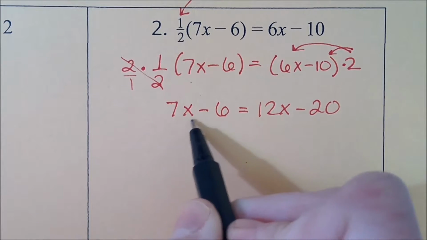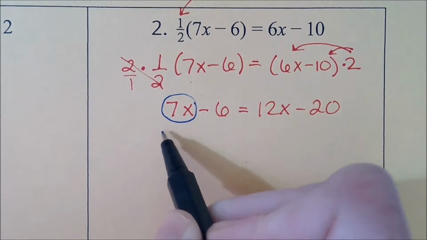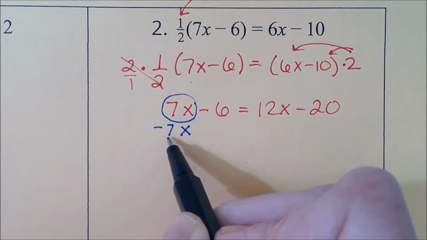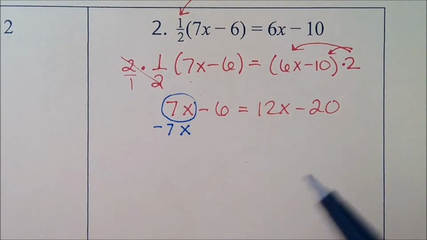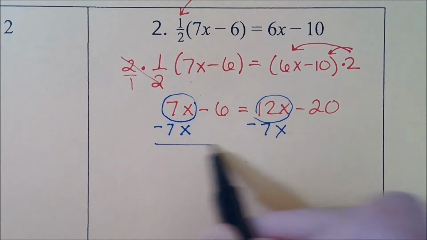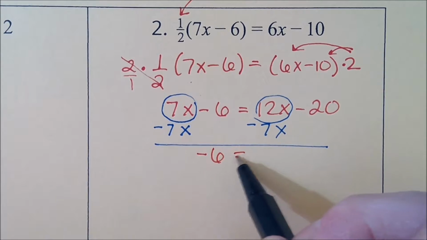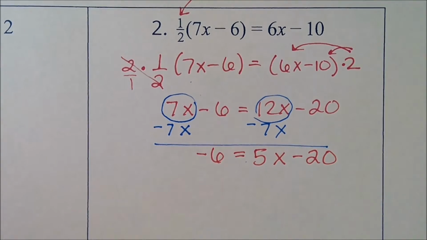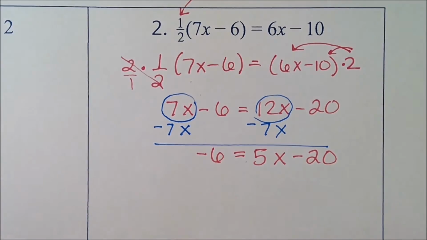I'm going to handle these 7 positive x's. If I have 7 positive x's that I want to eliminate, I'm going to remove them, or I'm going to pair them up with 7 negatives. 7 positive, 7 negative make 0. Whatever I do to one side, I have to do to the other, right? I get negative 6 equals 5x minus 20. 12 plus negative 7 is 5.